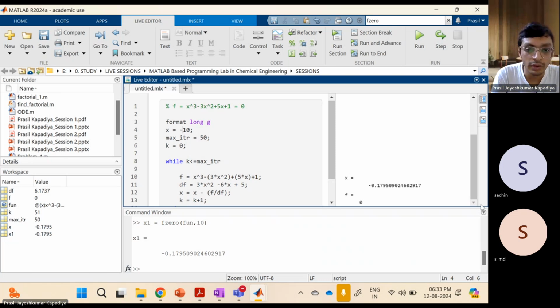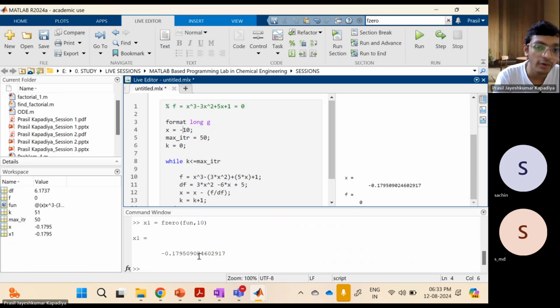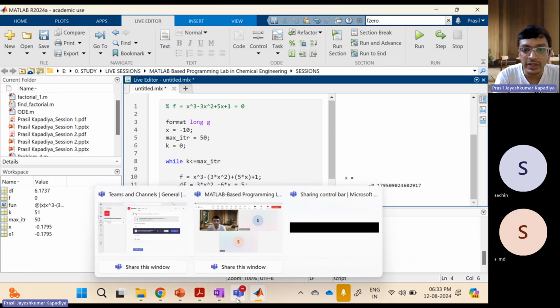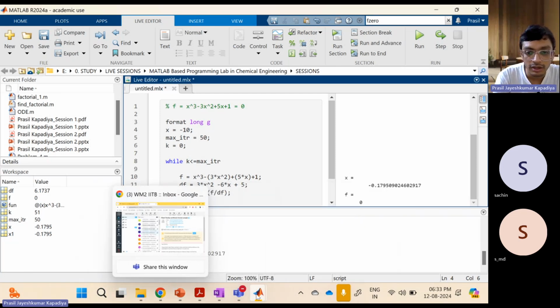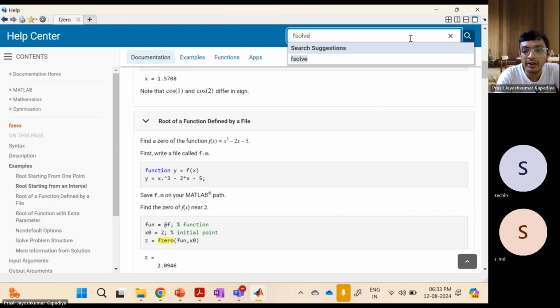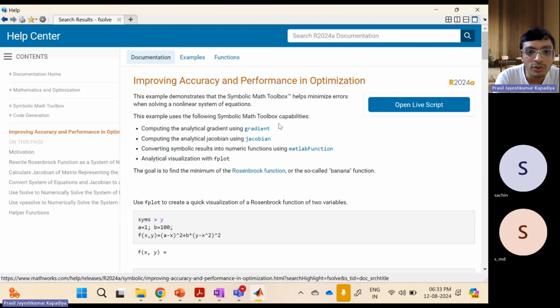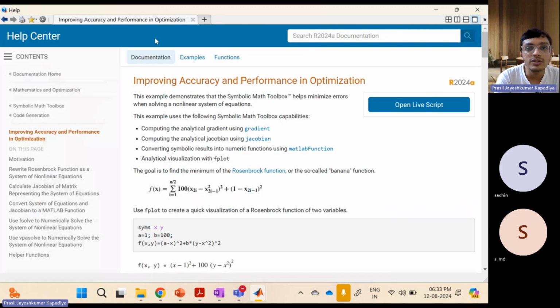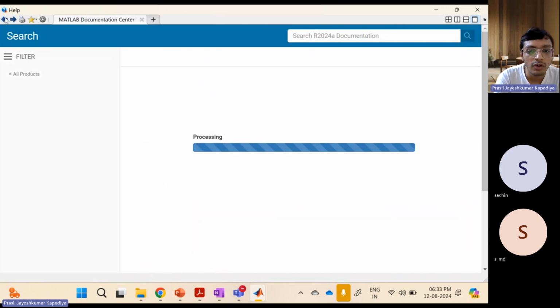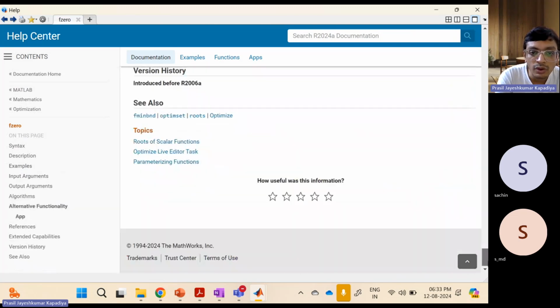So we learned how to use the fzero function. There are various other functions available in MATLAB. Another option is the fsolve command, which is basically used for the optimization part. Okay, it's not available here. We can go online and check. But before doing that, this is all about fzero.